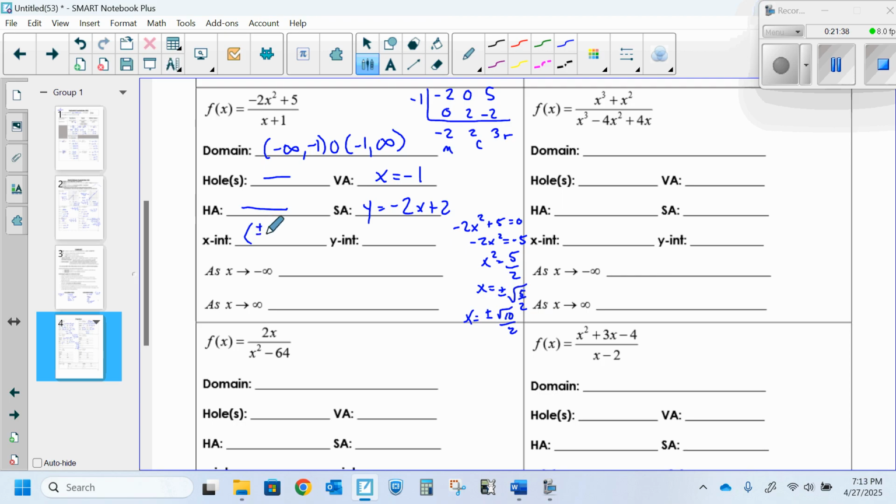I'm going to go ahead and just write them as 1. Y-intercept (0, 5). Plug in 0 for x. And it goes towards the slant, but be careful, your slant has a negative slope. So that means my right side is going down and the left side is going up.